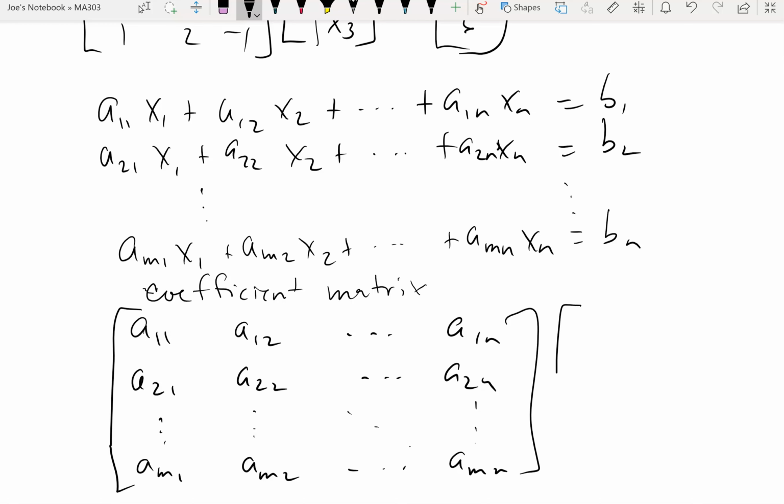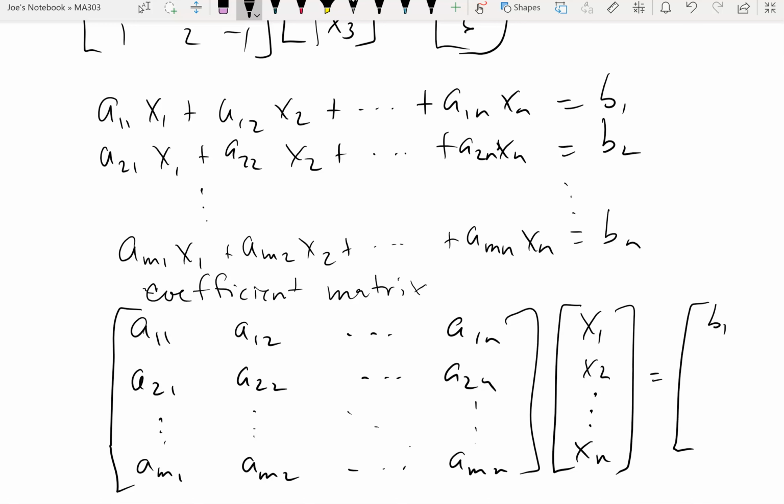Then we've got that column vector of variables. And then we'll get a column of constants. All we're doing here is rewriting the system as a matrix equation. Now again, we've had a couple of different ways now that we're writing systems of linear equations. The first one was taking the system and making an augmented matrix.